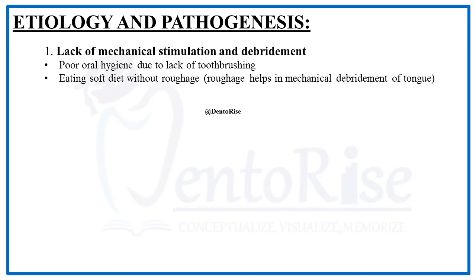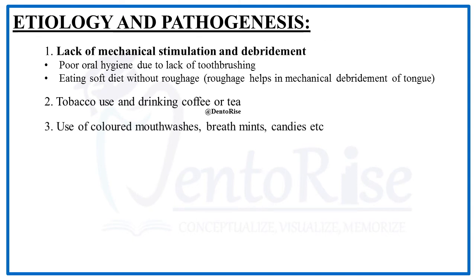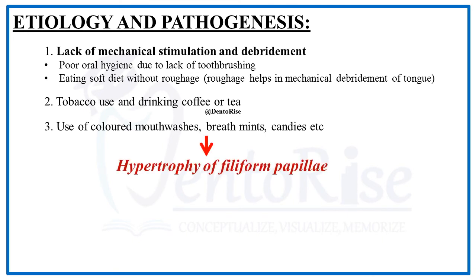Other reasons can be tobacco usage or drinking tea or coffee, or it can also be because of use of colored mouthwashes, breath mints, candies, etc. All these factors lead to hypertrophy of the filiform papilla. Filiform papilla has a normal size of 1 mm, but when they undergo hypertrophy, like in hairy tongue, the size can increase up to 15 mm. This leads to hairy tongue.